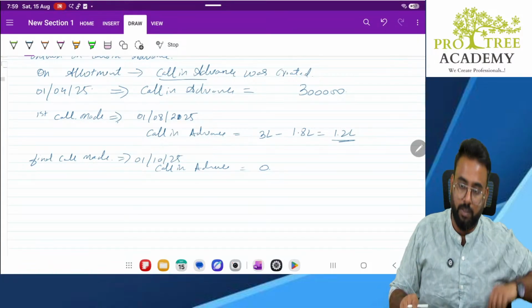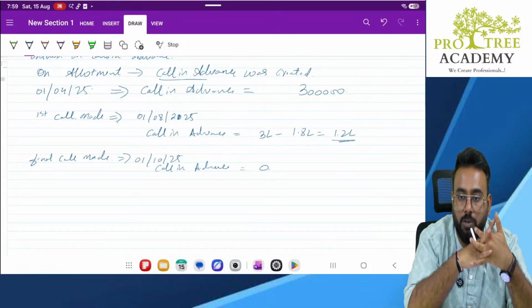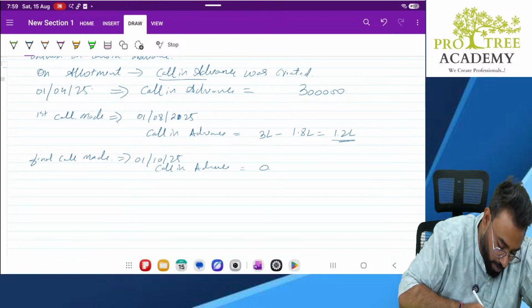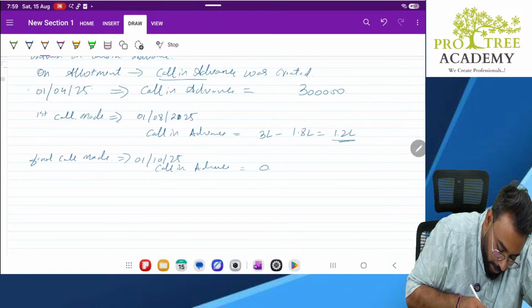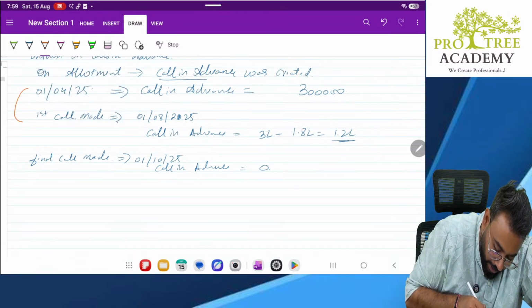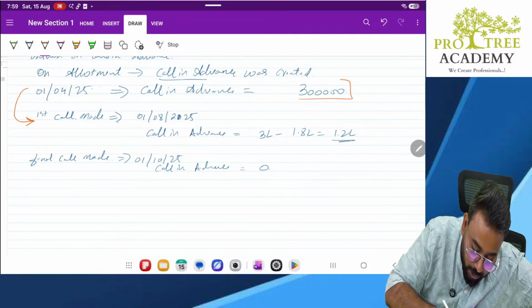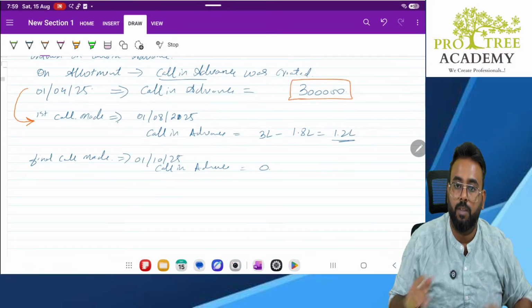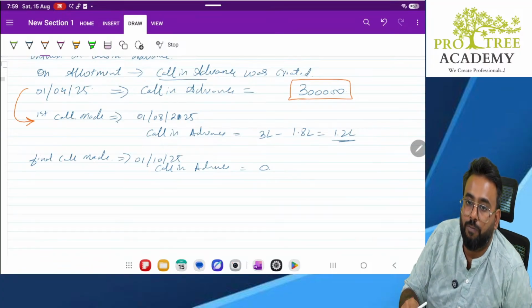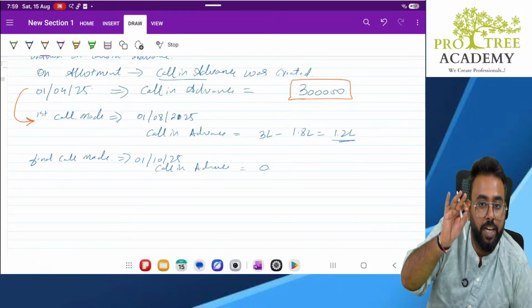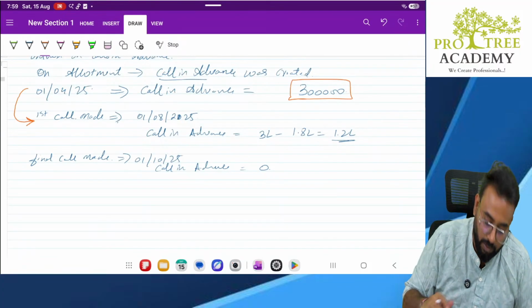Very good. So that means, look here very carefully. From 1st April 2025 till 1st August 2025, you were having a balance of 3 lakhs with you. Correct or no? You are having a balance of 3 lakhs with you, on which we need to pay the interest. Correct or no? Yes.